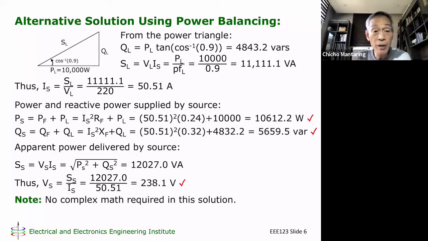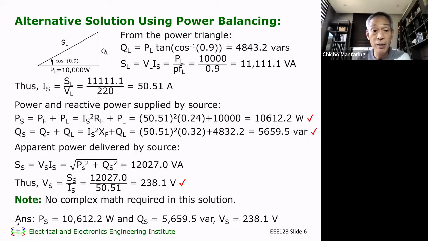And note that in this method, I did not have to use any complex numbers whatsoever. All of the numbers that I used here are real numbers, no complex numbers. The same answer. Okay, so do you see the difference between the two solutions? Okay, let me ask you, ano yung mas gusto nyo? The first method or the second method?